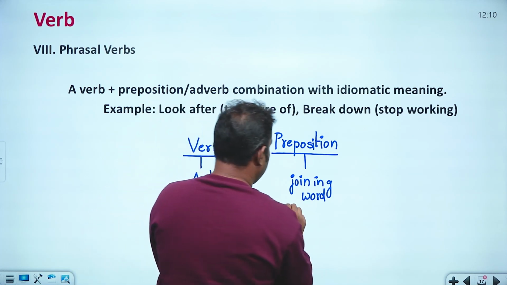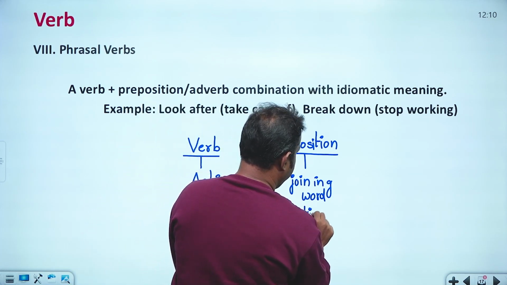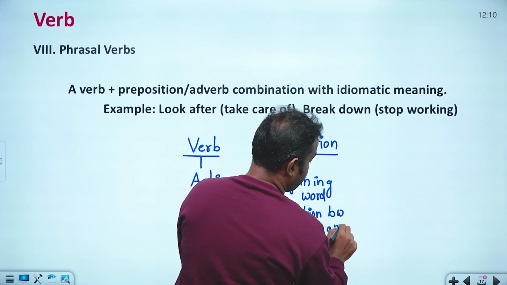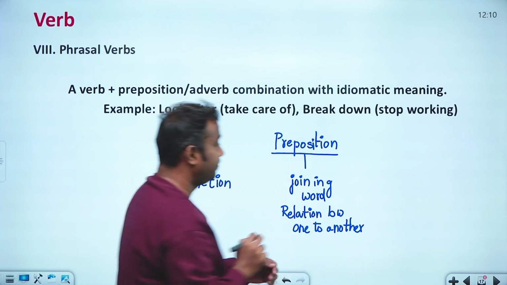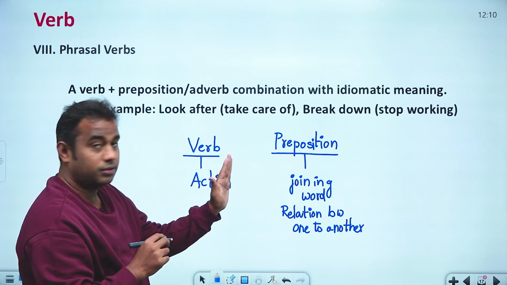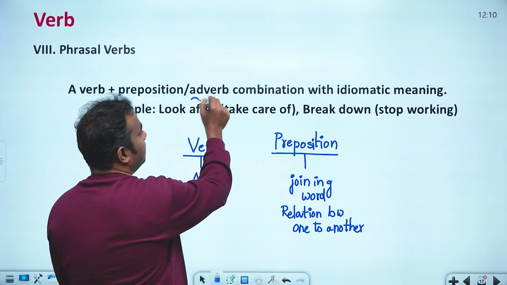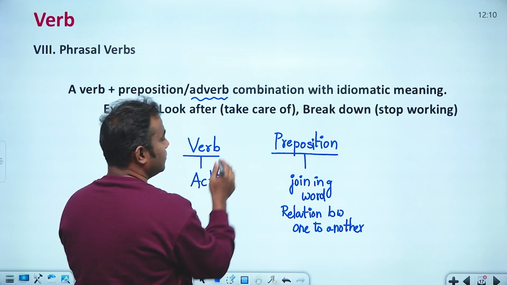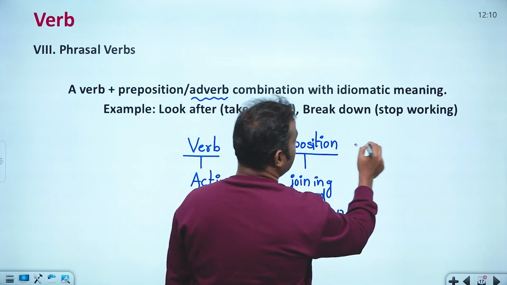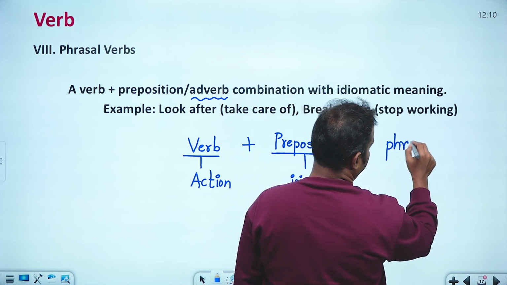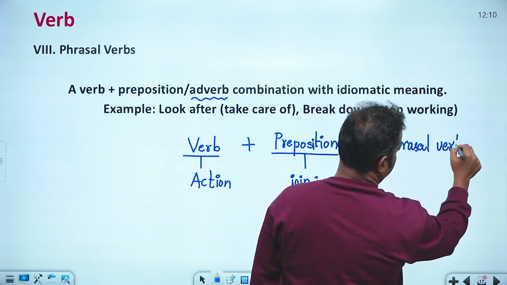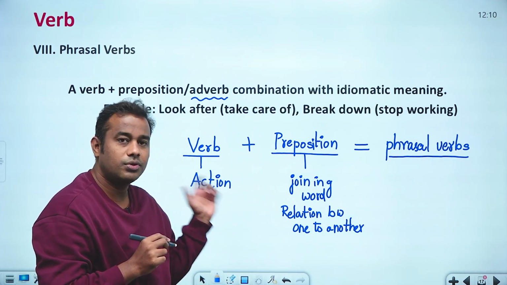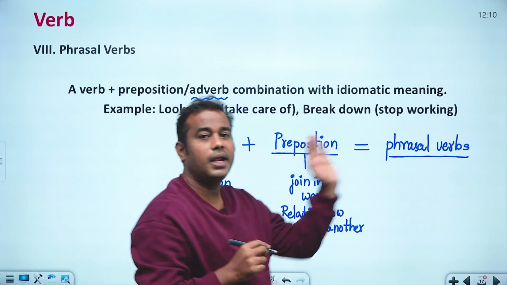You can write that relationship from one word to another. So this is verb plus preposition, not only an adverb. An adverb is a word which qualifies the verb. Let's look at only these two: verb plus preposition generally forms phrasal verbs. So what happens with phrasal verbs? This action plus joining words, if you combine these two, generally they form an entirely different meaning.